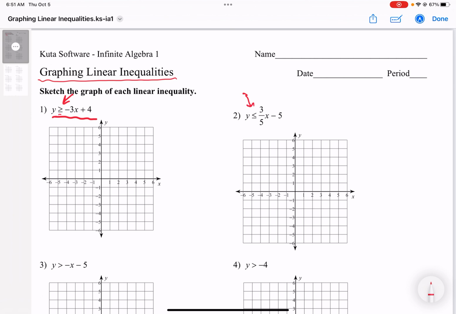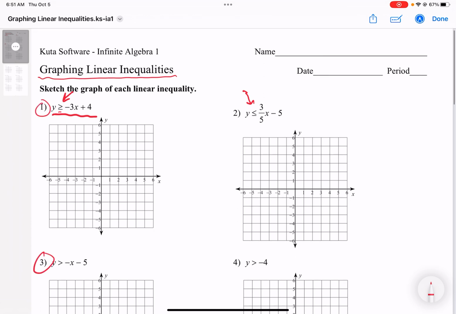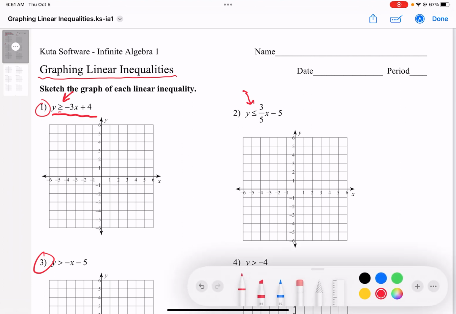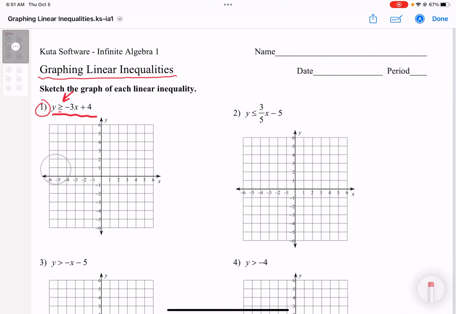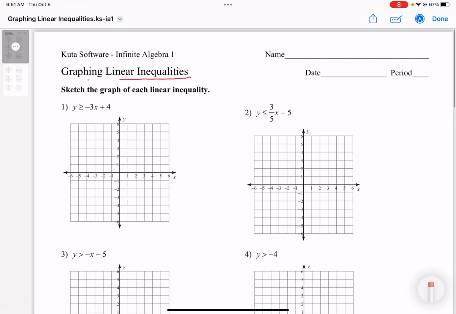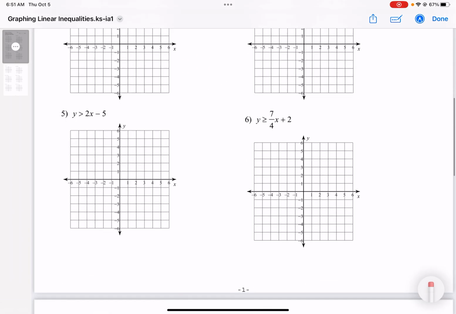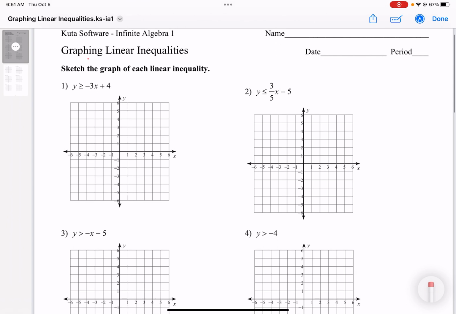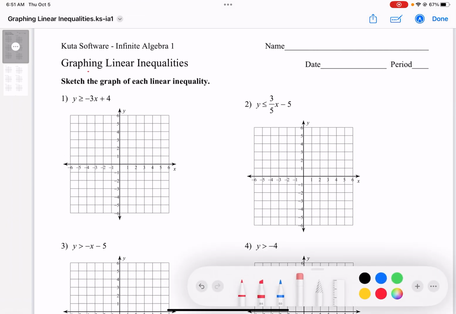So my goal here is I'm going to walk you through questions 1 and 3, and then turn it over to you to do the rest of the front side here. And then we'll do some more notes for the back. So let's dive in here.